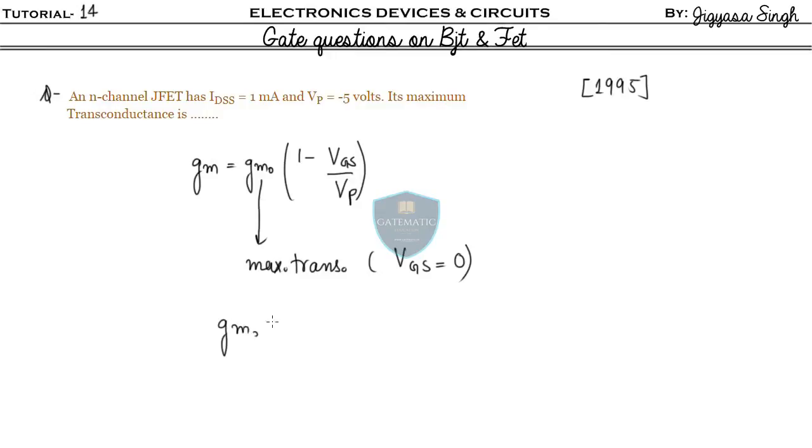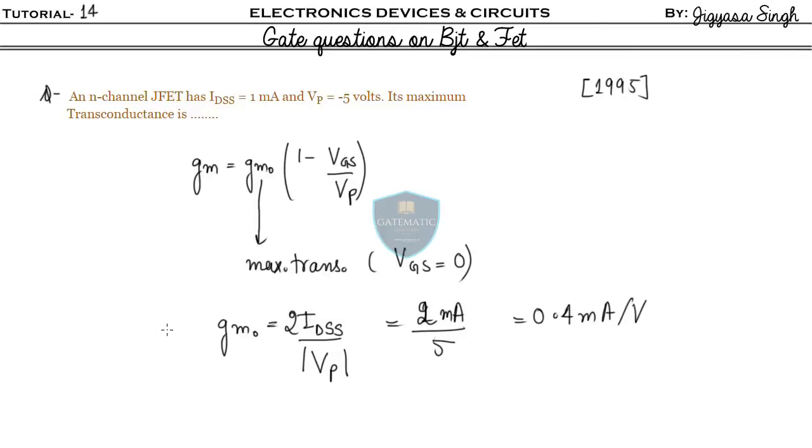Now this gm0 is given by 2 IDSS divided by the mod of pinch off voltage. You should remember this. Why mod? Because this cannot be negative, so we just have to put the values. Yes, and here we have a 2 also. I'm sorry, I skipped it. So it is 1 milliampere into 2, so this will be 2, and this will be 5, and this will be 0.4 milliampere per volt. This is an important formula which I want you to note down in your notebook.